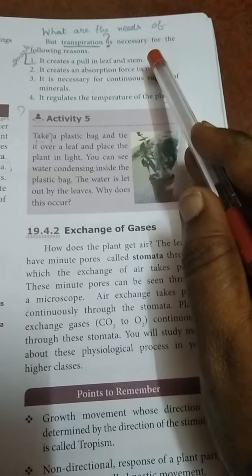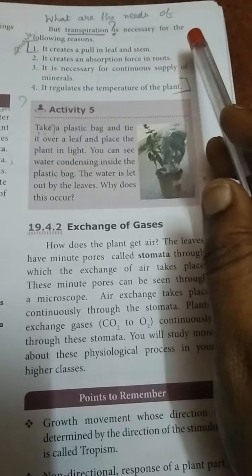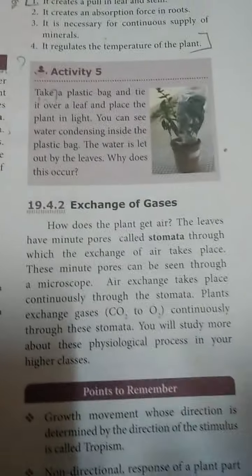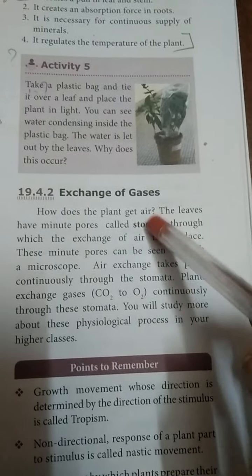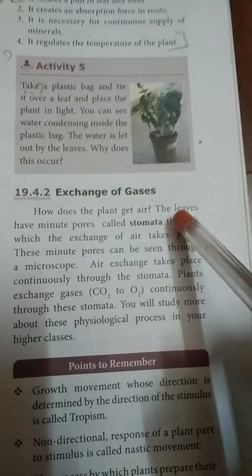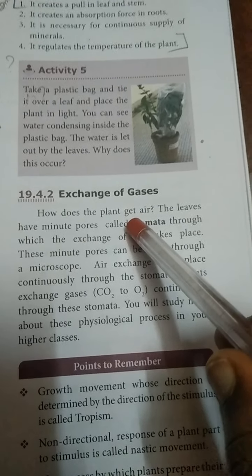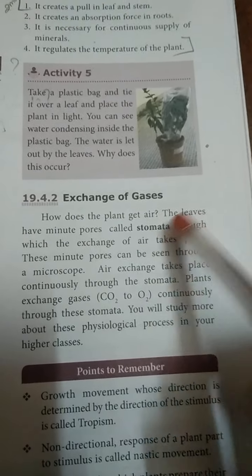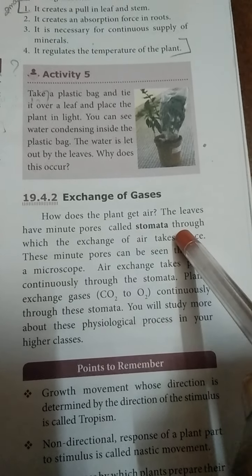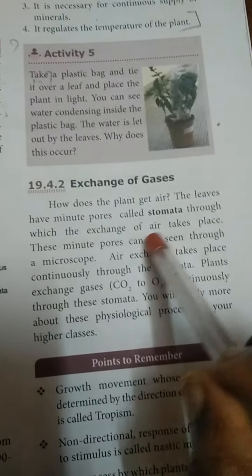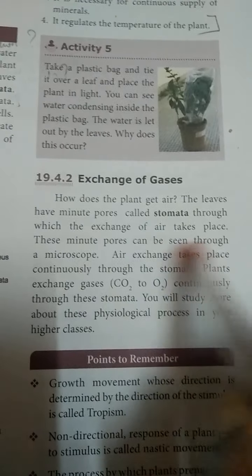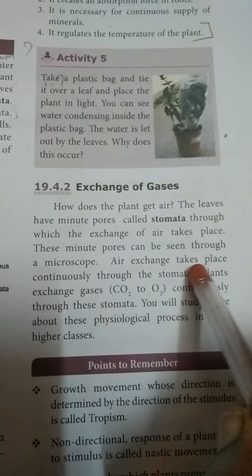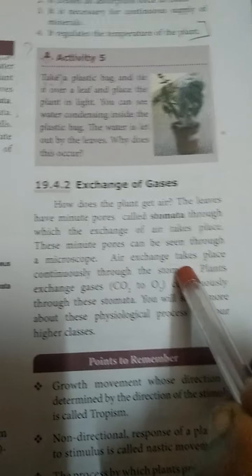What are the needs of transpiration? Exchange of gases. How does a plant get air? The leaves have minute pores called stomata. You know that this is stomata. Through the stomata the exchange of air takes place. These minute pores can be seen through a microscope. Air exchange takes place continuously through the stomata.